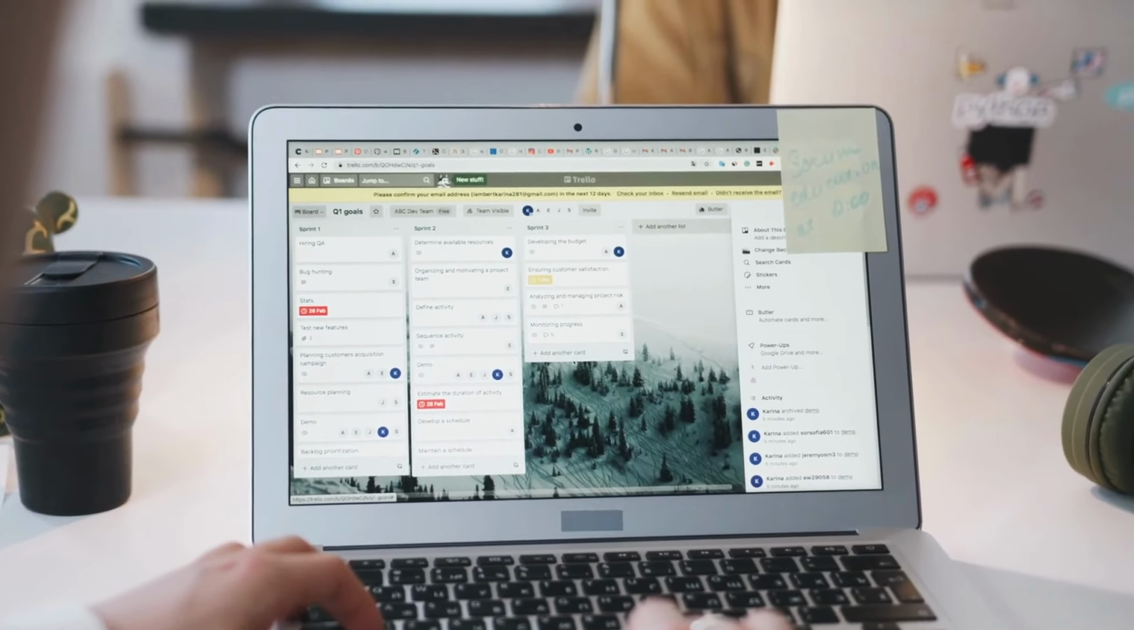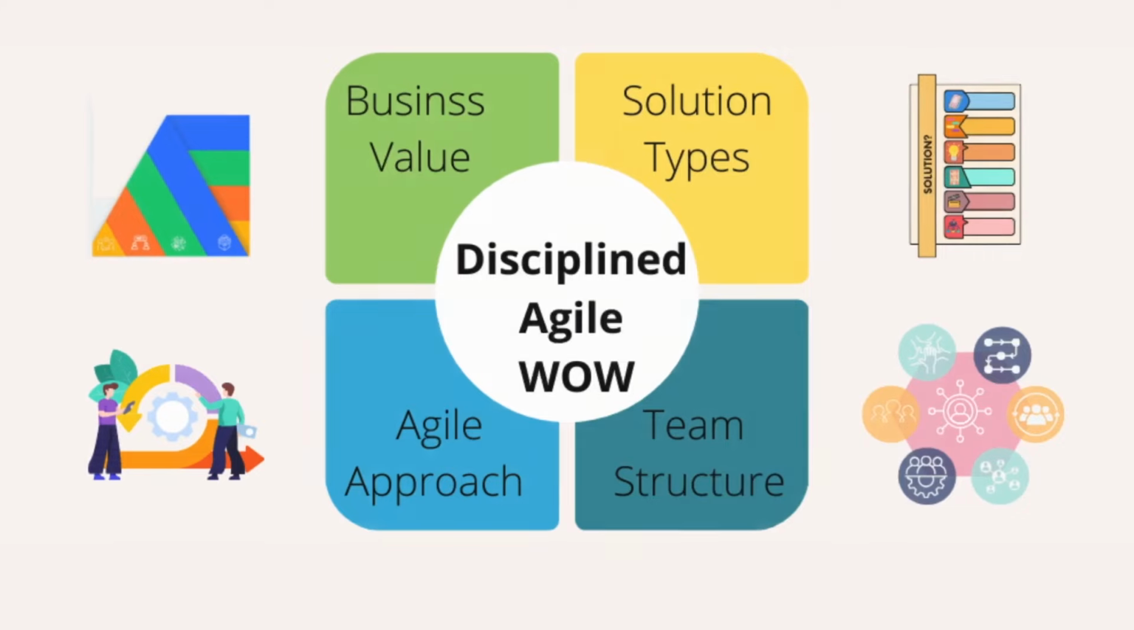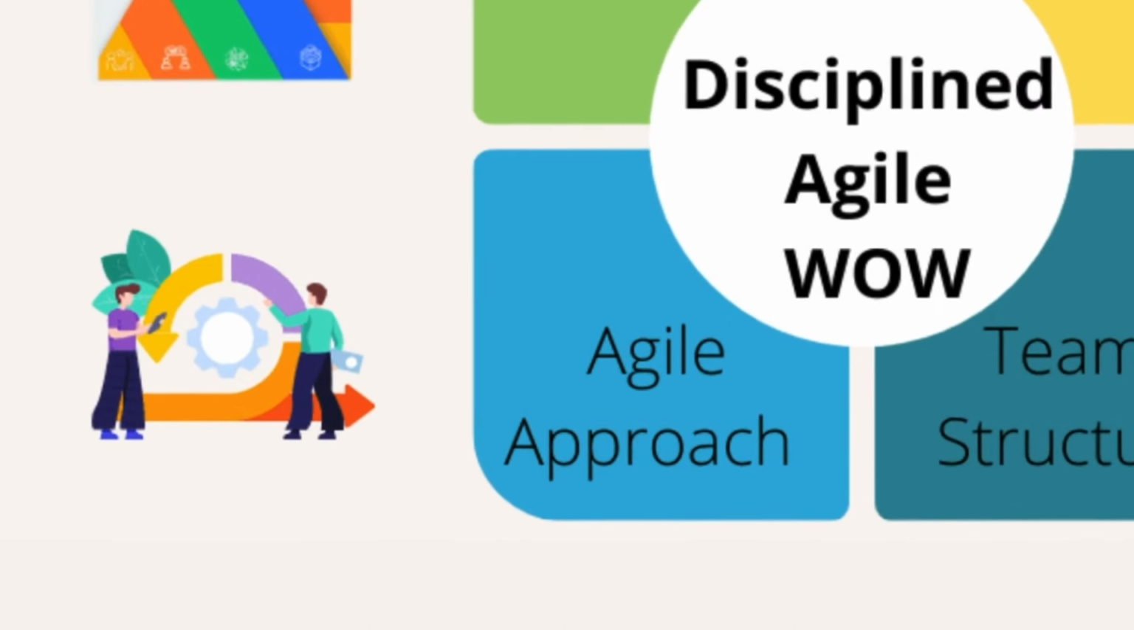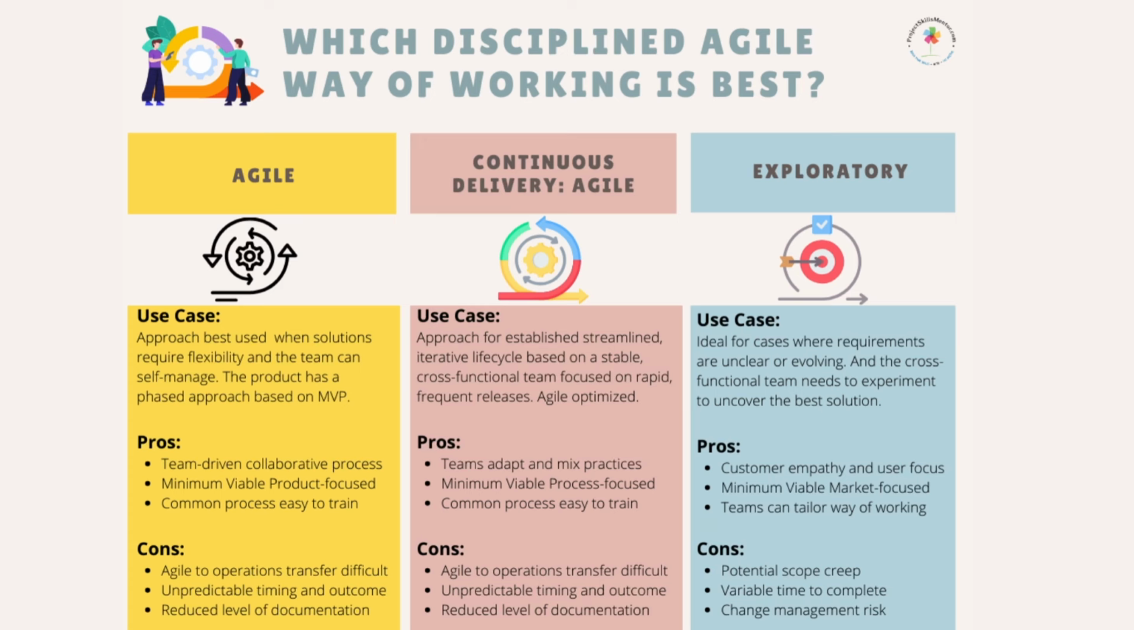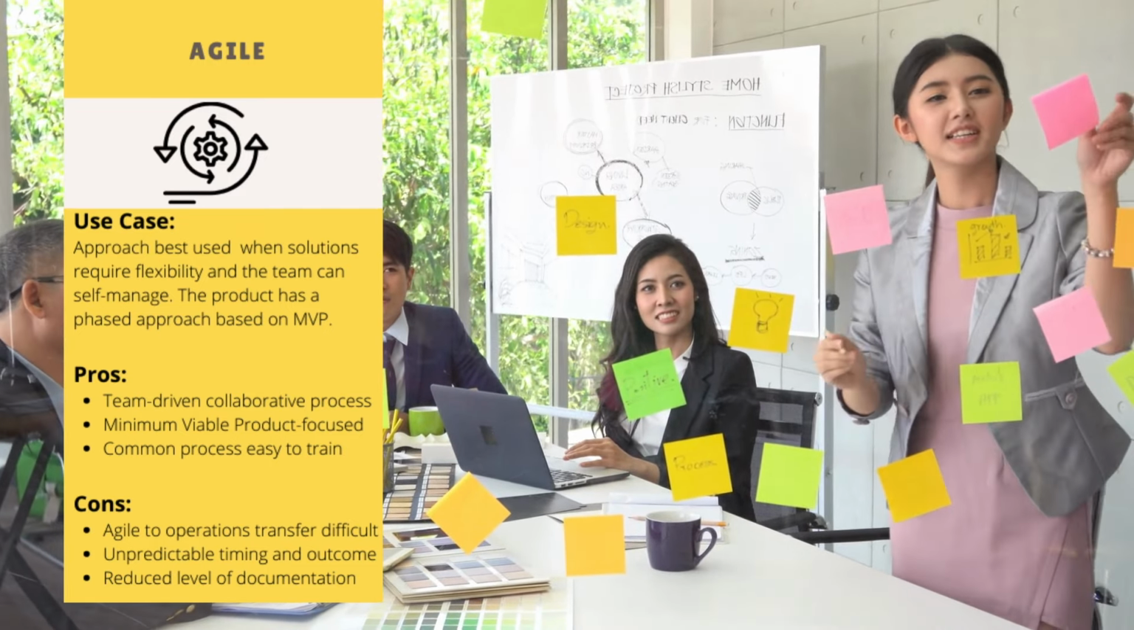And each of these solutions have a particular way of working that fits best, and a process, an agile process that fits best for them. So which way of working is best when you're talking about disciplined agile? Well, first of all, we have Agile, which is the approach best used when solutions require flexibility and the team can be self-managed.